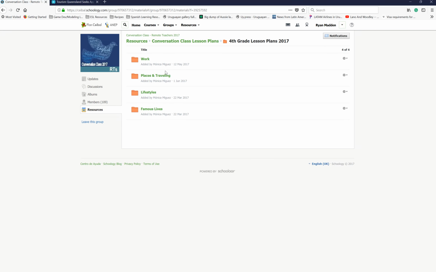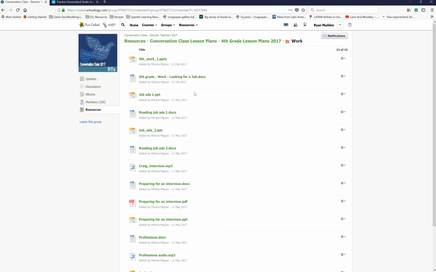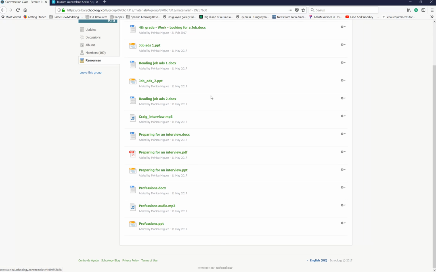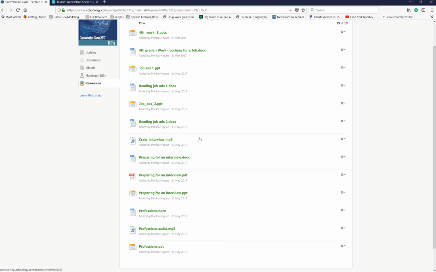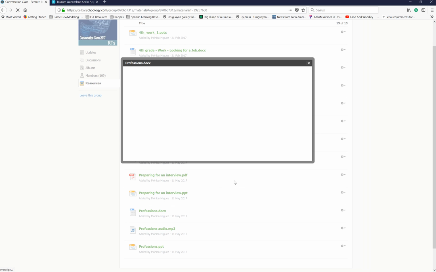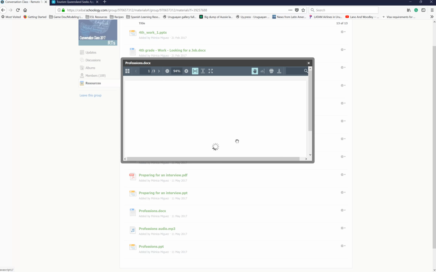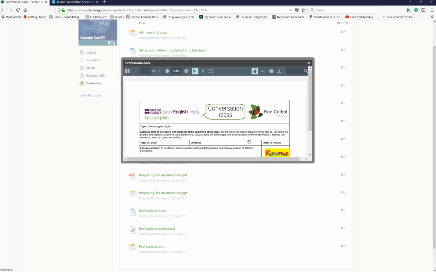So if we look at grade 4, we have some different topics or units of work. So let's look into the unit about work. So we have some different lesson plans here. So if we look specifically at professions, we can see the aims are to talk about different professions, as well as comparing advantages and disadvantages between them, and also discussing what is a good job.